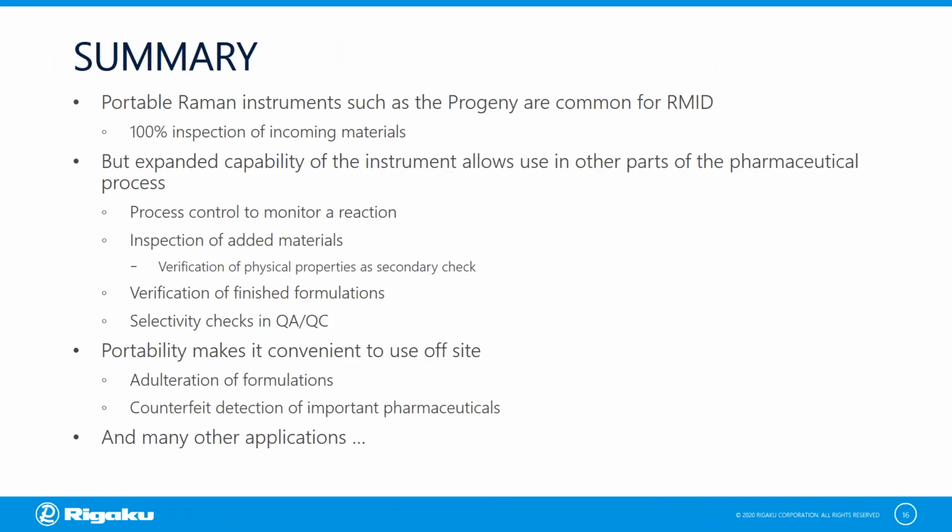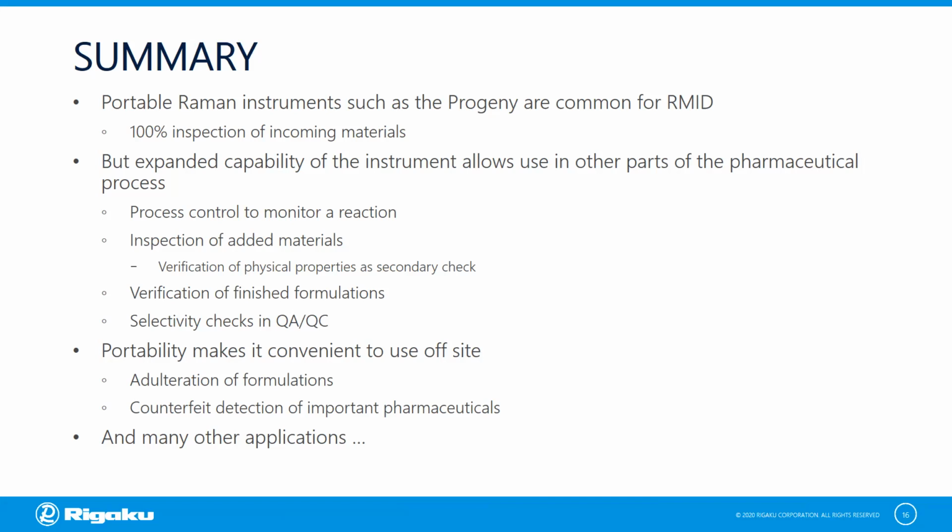So to summarize, hopefully from this presentation, we have shown how a portable instrument such as the Progeny can be used as an integral part of the pharmaceutical process, beginning with RMID for incoming inspection and integrating into the larger parts of the pharmaceutical process. We can verify materials at process lines. We can monitor a reaction process. We can monitor the formulation and verify that it is what it is. And we can also implement this as part of the QA/QC analytical laboratory.